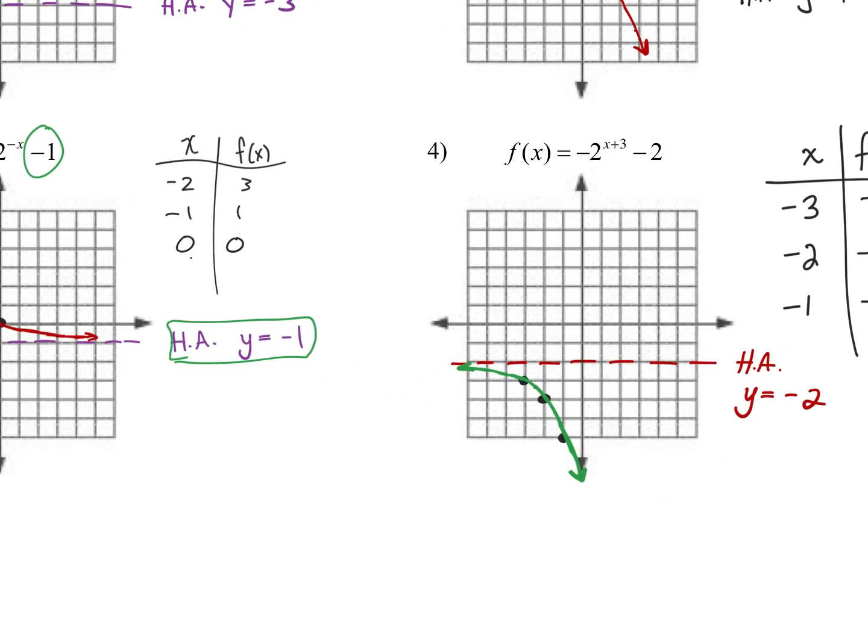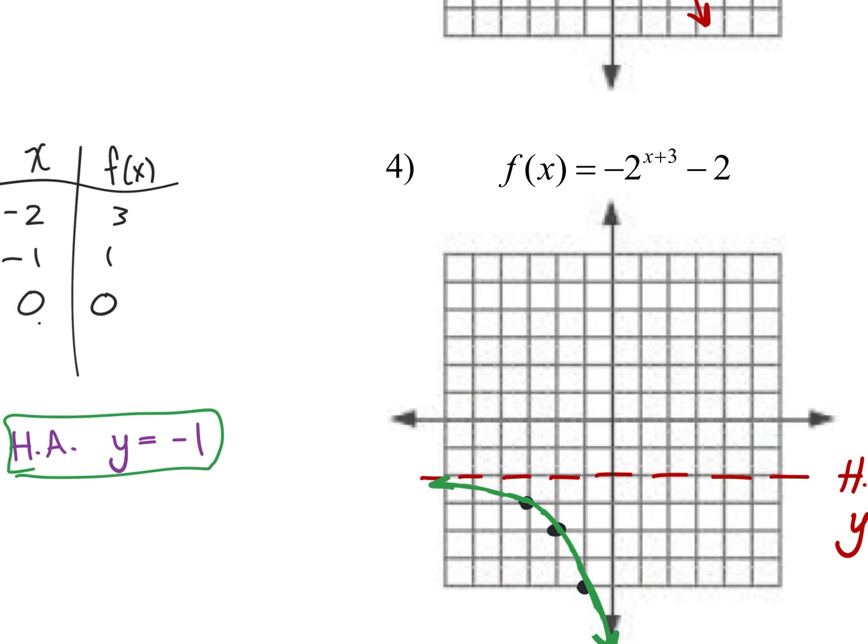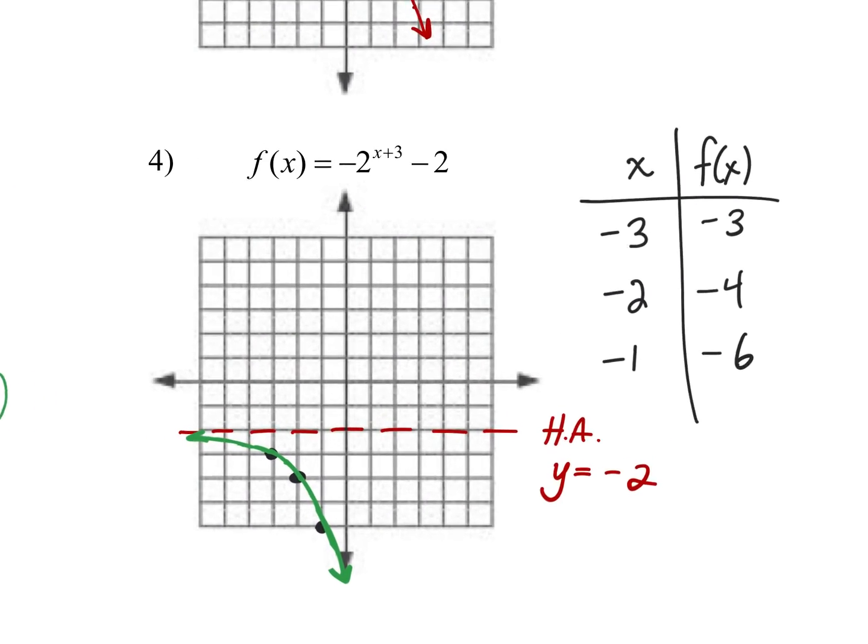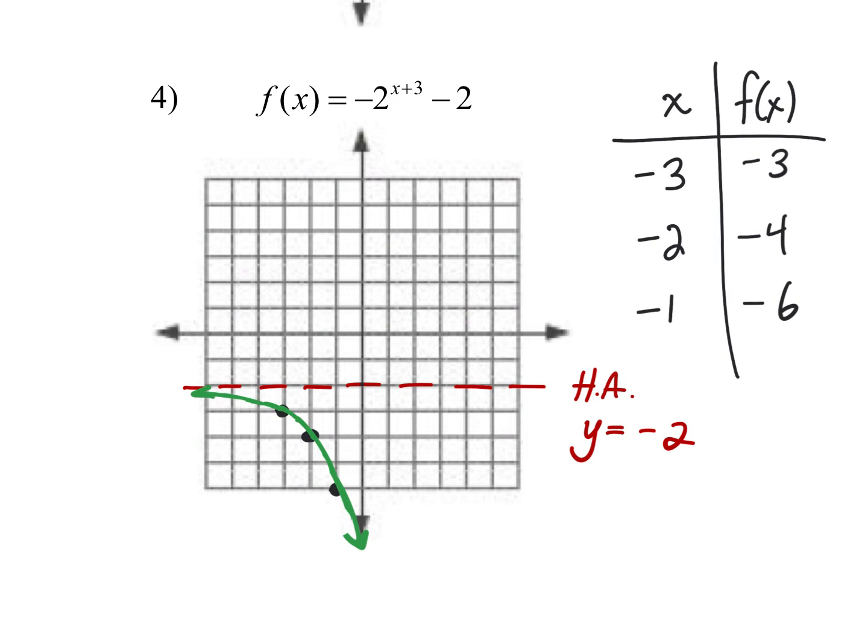On number 4, I had to get creative again, right? My exponent was x plus 3. So what I did is I plugged in values that when I add 3 to them, they get me to 0, 1, and 2. In this case, my x values were negative 3, negative 2, and negative 1. From there, we got those y values, the f of x values, negative 3, negative 4, and 6. And we find that that horizontal asymptote has been shifted down 2 units from 0 down to negative 2.